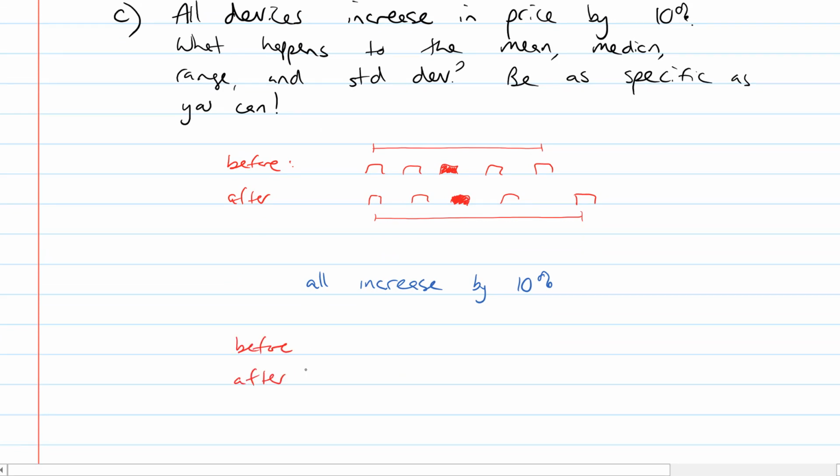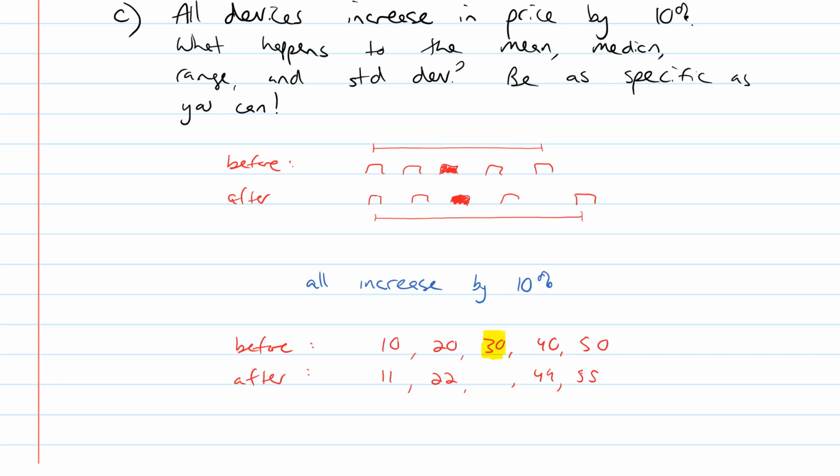We've got before and after, and before we had 10, 20, 30, 40, and 50. And after we have 11, because of course multiplying by 10%, 10% of 10 is 1, so we get 11, 22, 33, 44, and 55. The mean value of the top one is 30. If you add 11, 22, 33, 44, and 55, and then divide by 5, you'll find the mean value is 33. Notice that the middle value of these two data sets goes from 30 to 33, so a 10% increase.